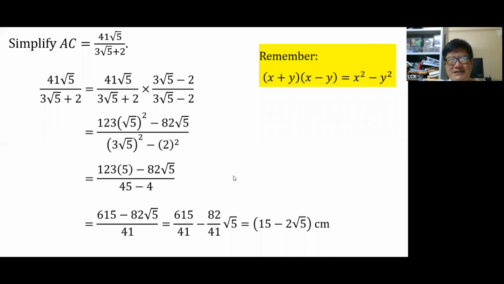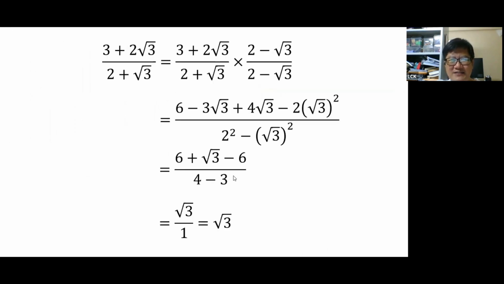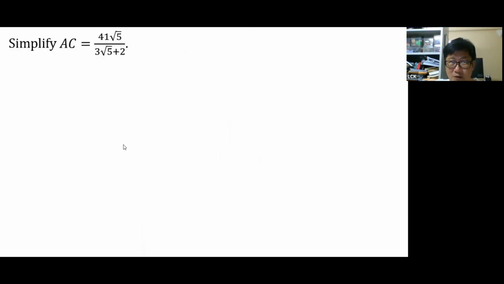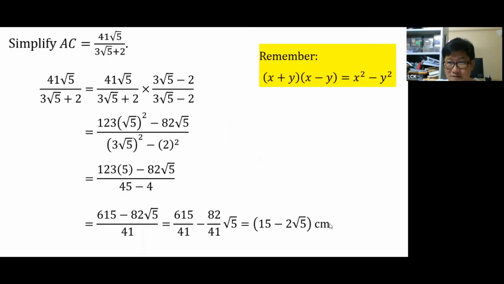How do I know this is centimeters? Because everything else is in cm. For this sort of question, you've got to be alert. This is a cm, this is a cm. When you simplify this, it's already a cm, so you've got to put a cm there.